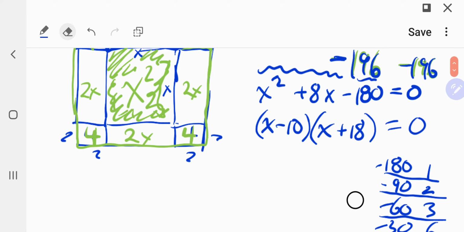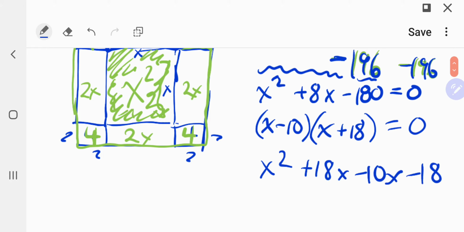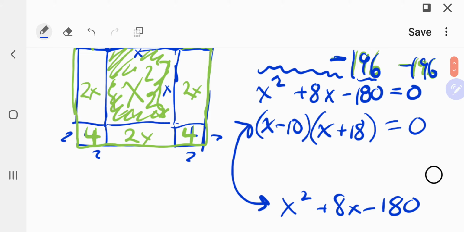Now, that might be the first time you've ever seen anyone factor anything. So we better check it. That times that. That times that. X squared. That times that. 18x. That times that. Negative 10x. That times that. Negative 180. That's a good sign. Combine like terms in the middle. X squared plus 8x. But minus 180. That's it. That is it. So this and this are the same. They're equivalent expressions. Two different ways of writing the same thing. Cool.